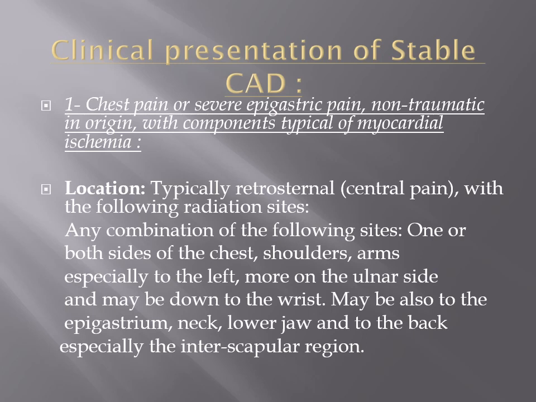Number 1, the location. Typically, the pain is central or retrosternal with one or more of the following radiation sites: one or both sides of the chest, one or both shoulders, one or both arms, particularly the left, more on the ulnar side, it may go down to the wrist, maybe also to the epigastrium, to the neck, to the lower jaw, or to the back interscapularly.